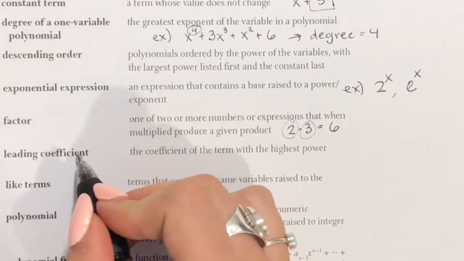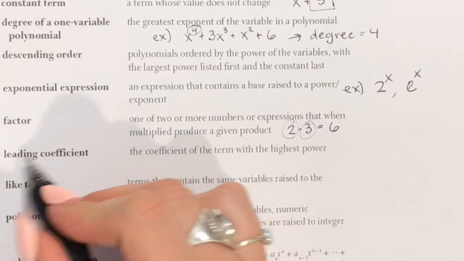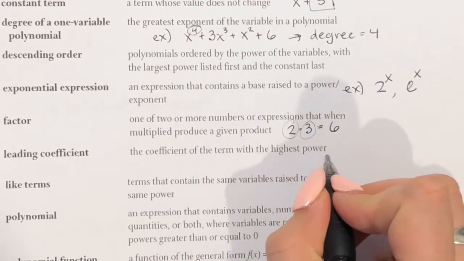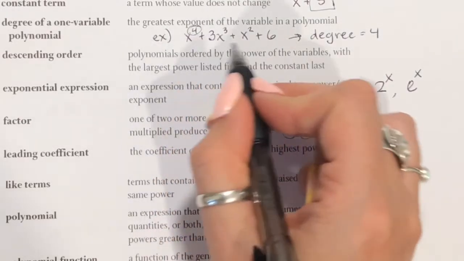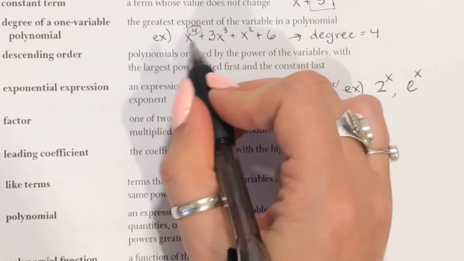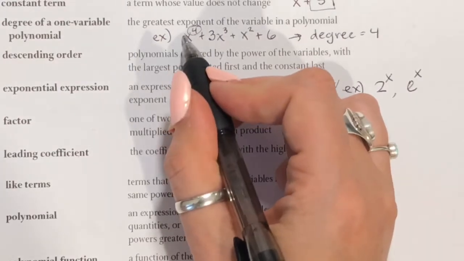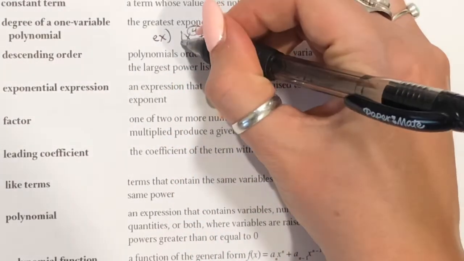Okay, a leading coefficient is literally just what it sounds like. It's the coefficient that is leading the way, is what I say. So it's going to be the coefficient on the term of your highest power. If I look at this polynomial from up above, this was my highest power, and so the leading coefficient would be the number in the front, which is not written, but it would be a 1.